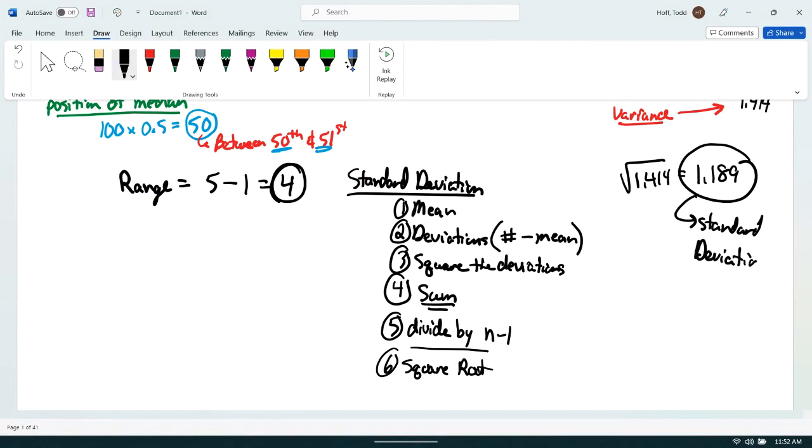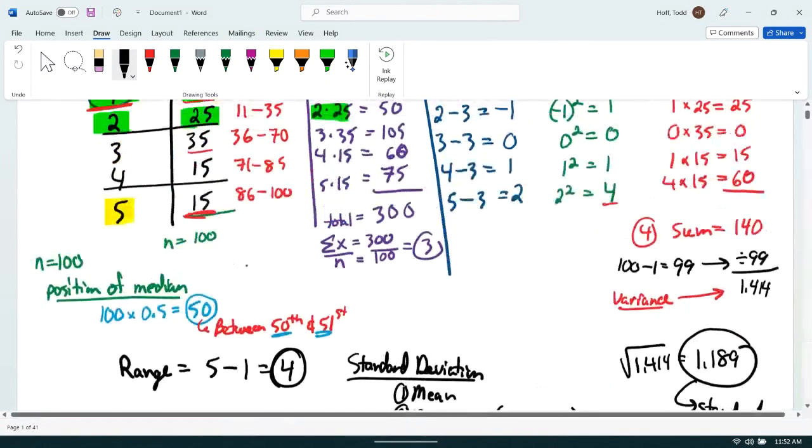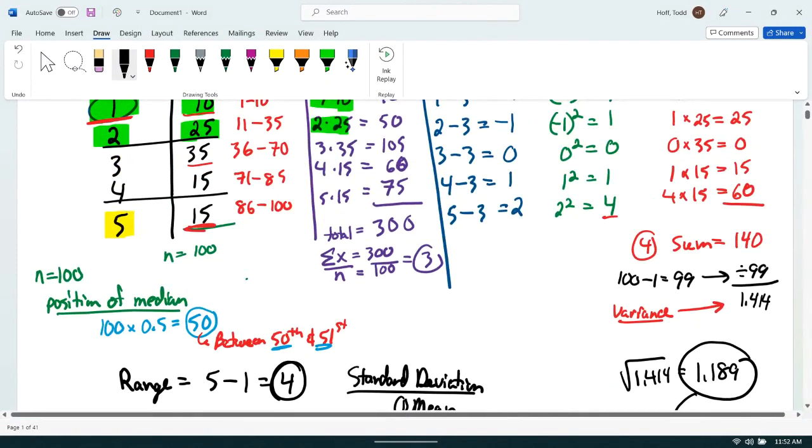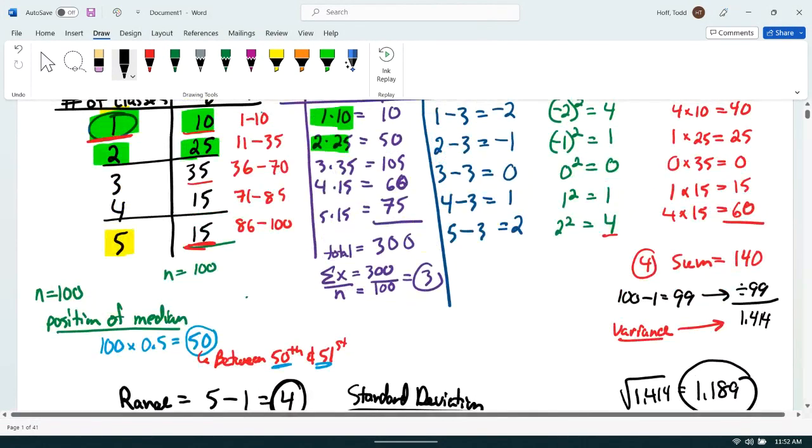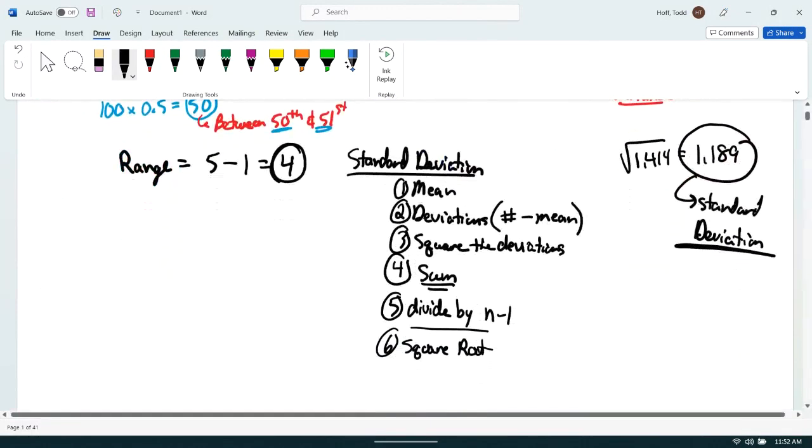And remember that standard deviation is telling us, on average, how far is each number from the mean? Well, the mean is 3, so 1 is 2 units away, 2 is 1 unit away, 4 is 1 unit away, 5 is 2 units away. But there are more numbers in the 2 and 4 than there are in the 1 and 5, so it makes sense. Yes, it's just over 1 unit away, the average distance from the mean in this data set. So a standard deviation of 1.189 makes a lot of sense.